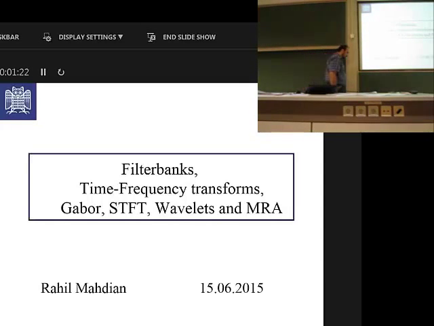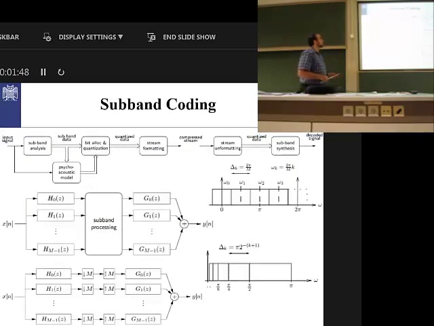So what we had so far was about the transformation of the signal from the time domain into the frequency domain, to get the information of the frequency components contained inside the signal. It turns out that there are a lot of applications where just getting the information of the signal itself would not be sufficient. One of these applications is called subband coding.